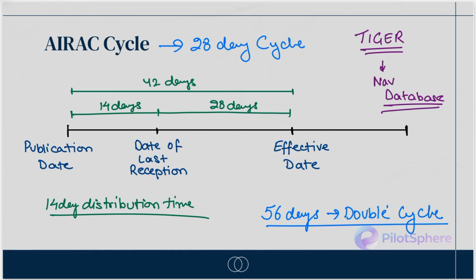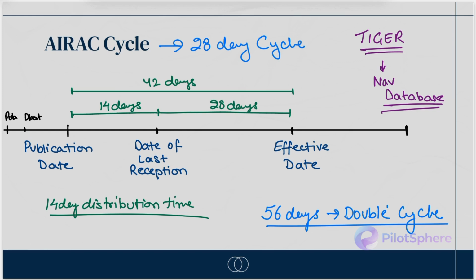The only difference in a 56-day or double cycle is that one cycle will pass in between where the database is updated for other changes and not this change. If I can find myself some space, I can try to give you an idea. Think of this as one effective date is here. And sometime before that, you would have another publication date. Let's go back, and at some point here, let's say there's another publication date. There'll be another date of last reception here. Let's call it D last, we can say.